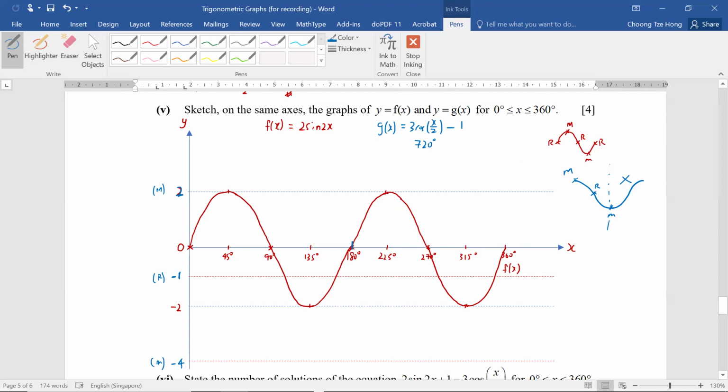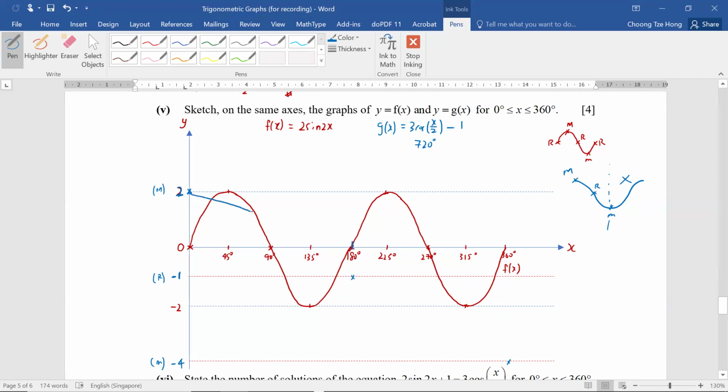For positive cosine graph, we start at maximum for 0. And remember, from 0 to 360, we only divide into 2 equal intervals because the period is 720. From 0 to 720, by right, I'm supposed to divide into 4 equal parts. But now I'm only drawing until 360, so I divide into 2 equal parts. Then the next part goes to rest, and at 360, it will go to the minimum. So only 3 markings. And this is how the graph will look like.